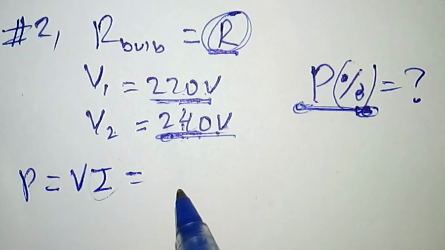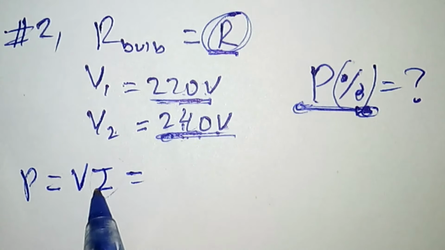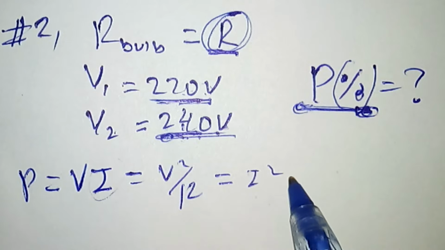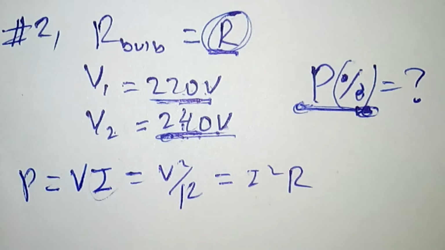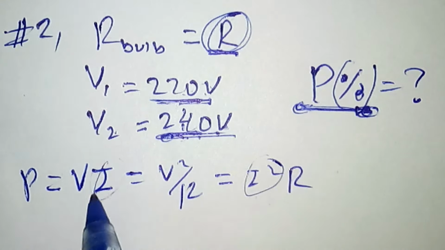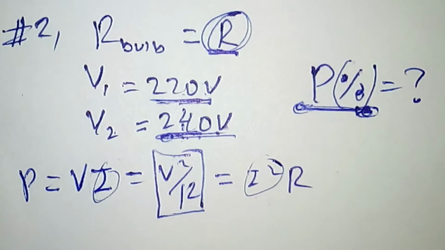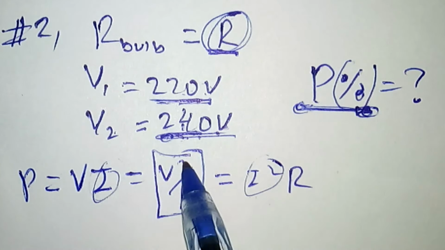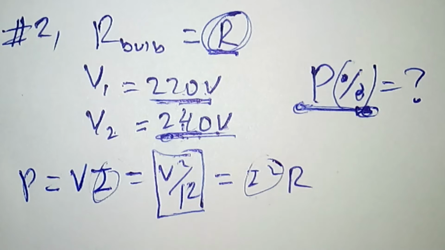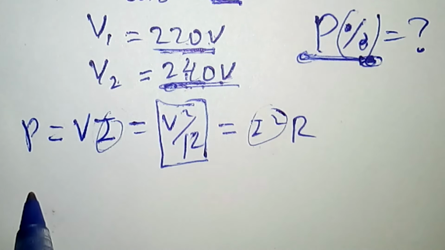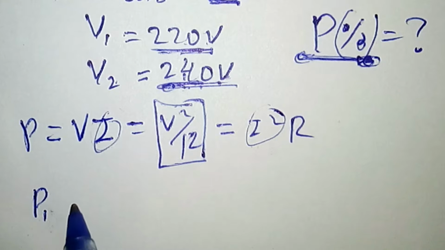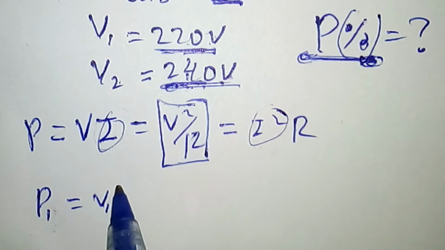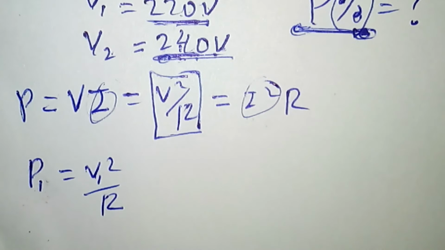So how can we relate? From Ohm's law, I can eliminate the I, so P equals V squared over R, or this is also equal to I squared times R. But we don't have the current here, so I use the right equation. The power is the potential difference squared divided by the resistance. So the first power, P1, is equal to V1 squared divided by R. R is simply the total resistance of the bulb.